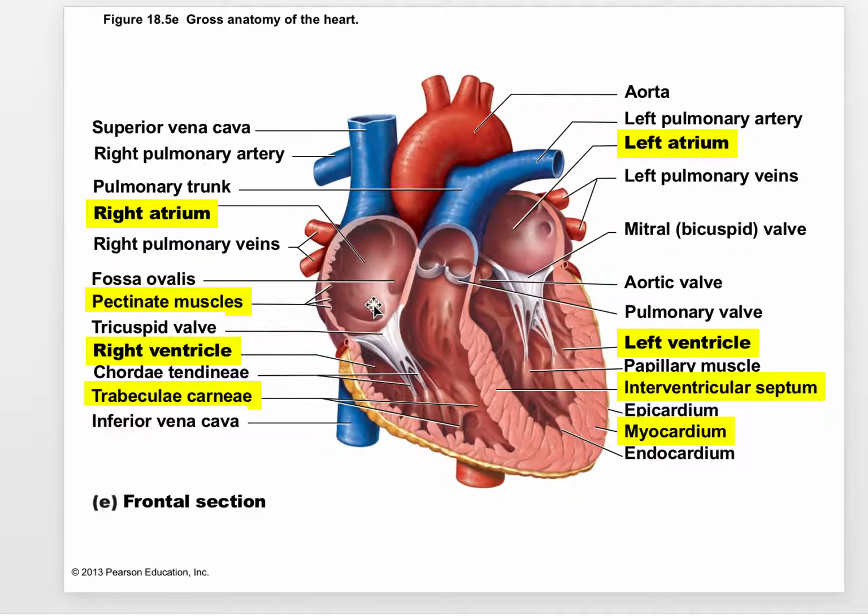From the right atrium, the blood flows down into the right ventricle. The right ventricle squeezes and pumps the blood out through this pulmonary trunk, which divides into the left and right pulmonary arteries.